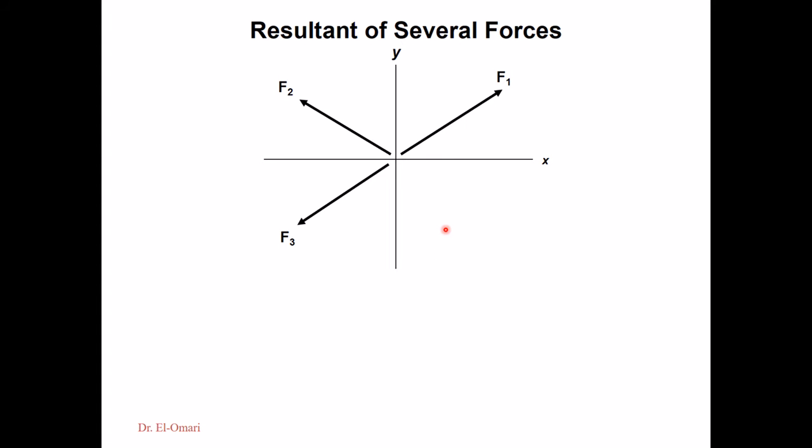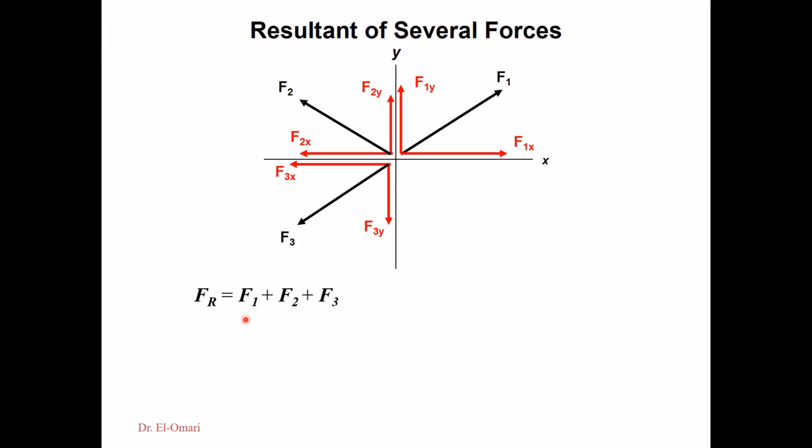If we need, for example, to find a resultant of several forces, as in this case, we start by resolving the forces into their components. So F1 would be resolved into F1x and F1y. F2 would be resolved into F2x and F2y. Notice here that F2x is directed towards the negative side of the x-axis, and finally F3 also has to be resolved into F3x and F3y, which are directed on the negative axes of x and y.